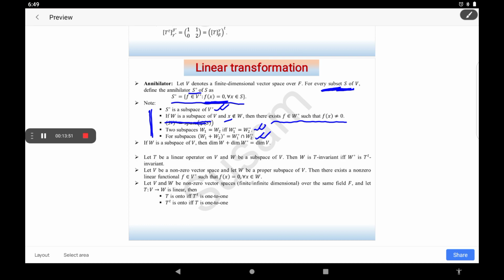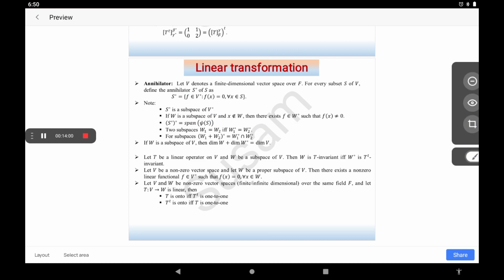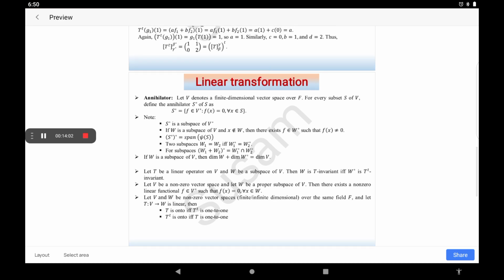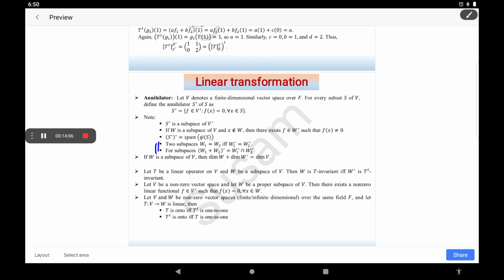So when this S becomes a subspace W, then we must have some properties like these two properties. These two properties are based on the subspace W. This one you forget, there is some misprint.